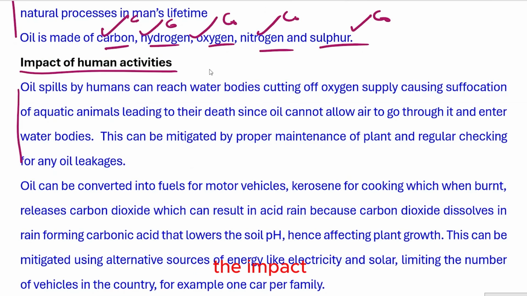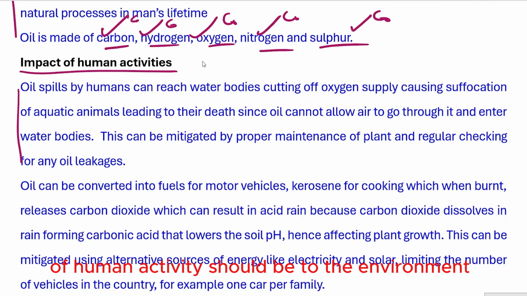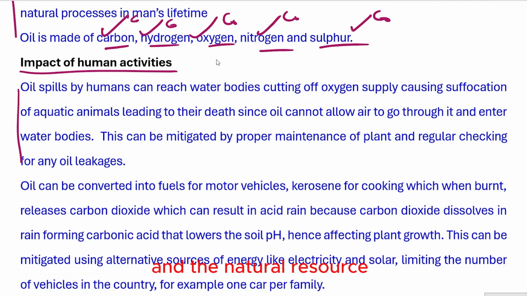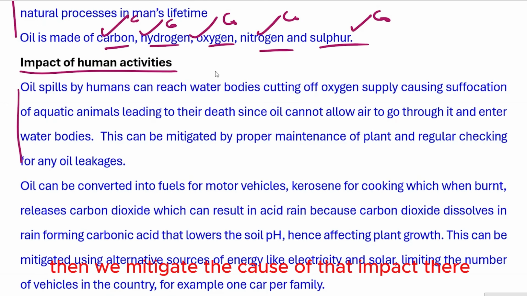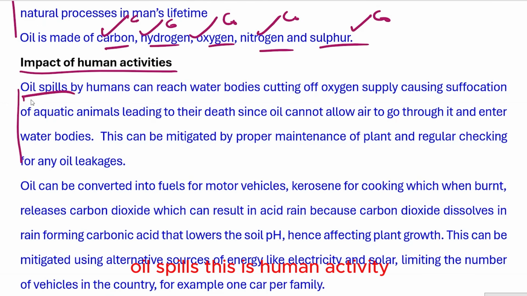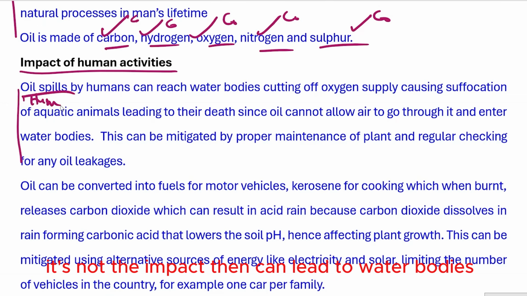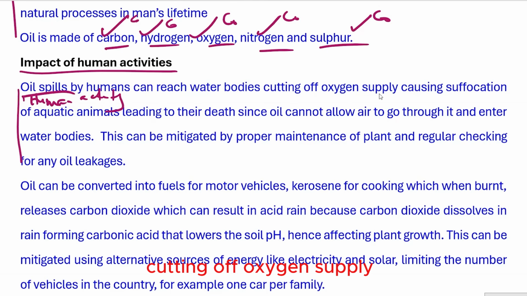Of course, we've said the impact of human activity should be to the environment and the natural resource. Then we explain the chemistry or the science, how it occurs. Then we mitigate the cause of that impact there. Oil spills, this is the human activity, it's not the impact. Then can lead to water bodies cutting off oxygen supply, causing suffocation of these aquatic animals.